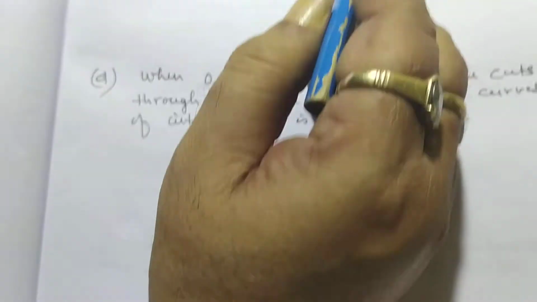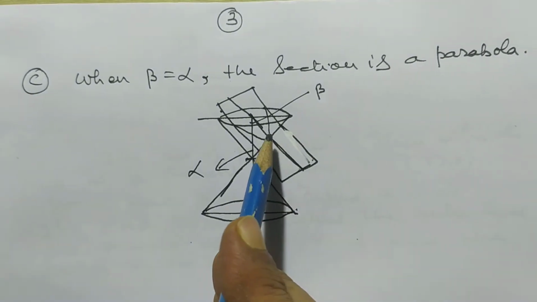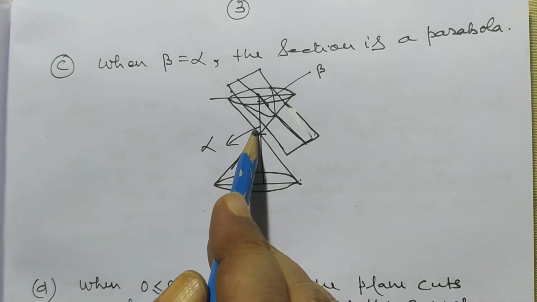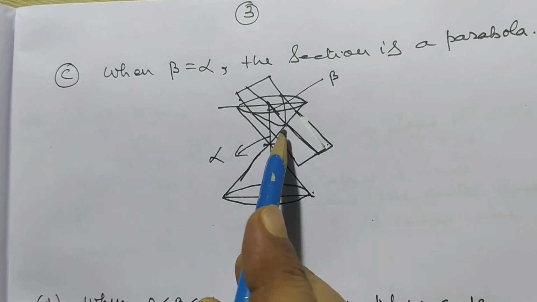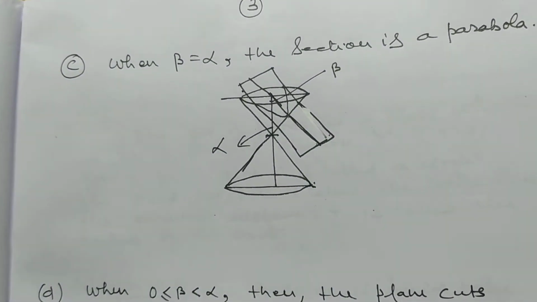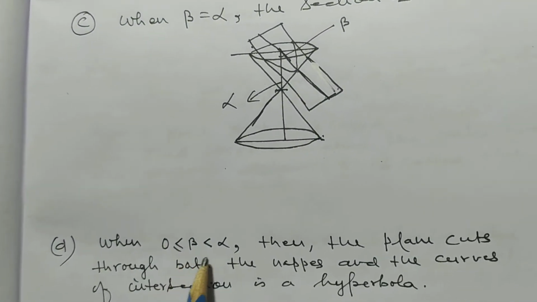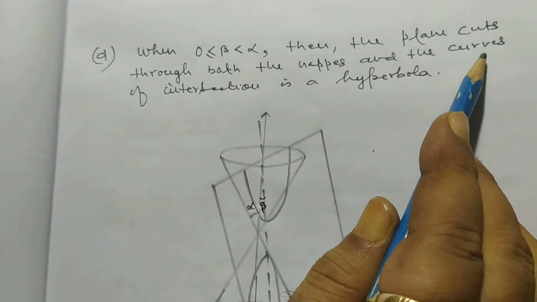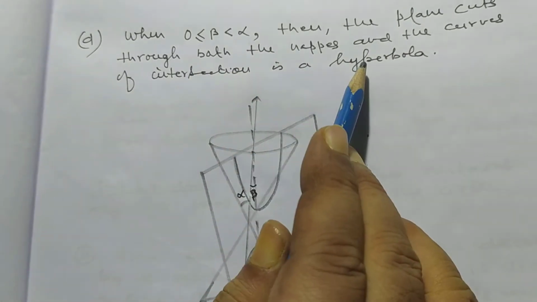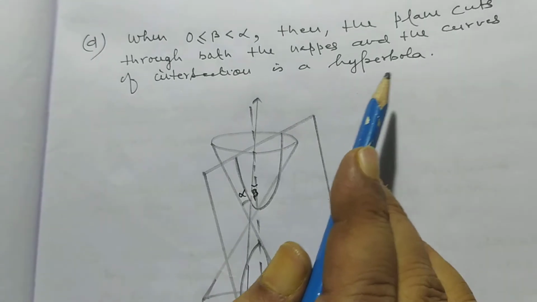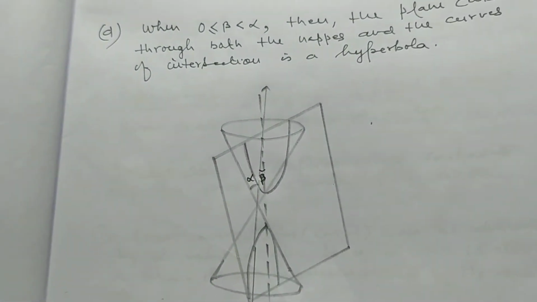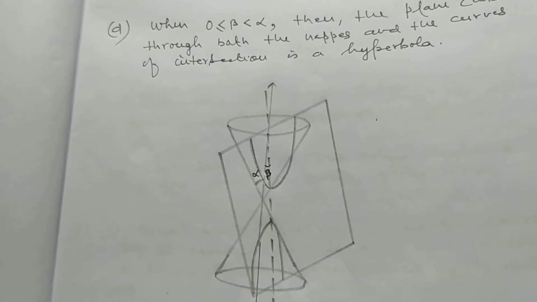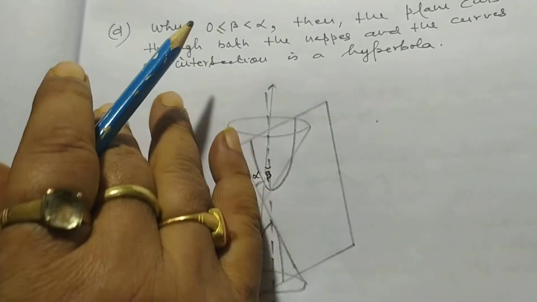When beta is equal to alpha, then the section made by plane and cone is known as parabola. When 0 less than or equal to beta less than alpha, then the plane cuts through both the naps and the curve of intersection is a hyperbola. This is the case of hyperbola. So you must remember this case.